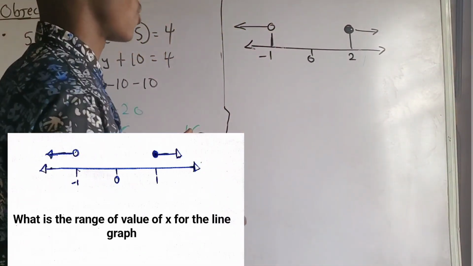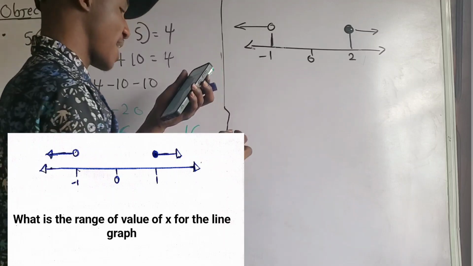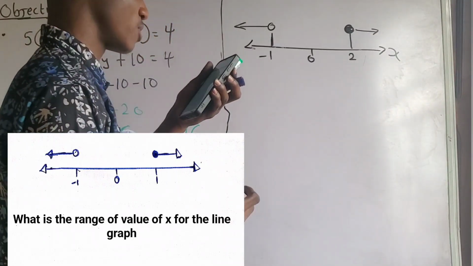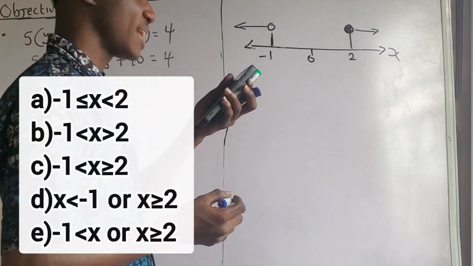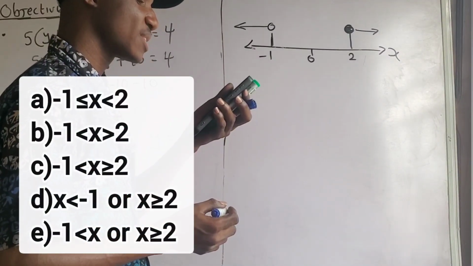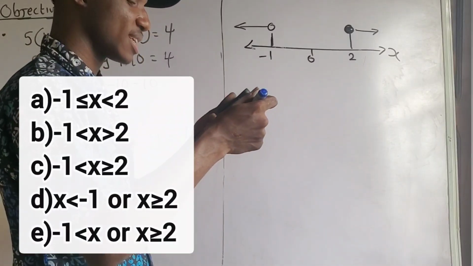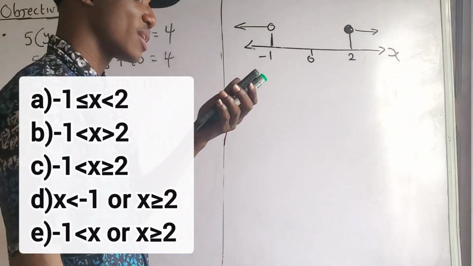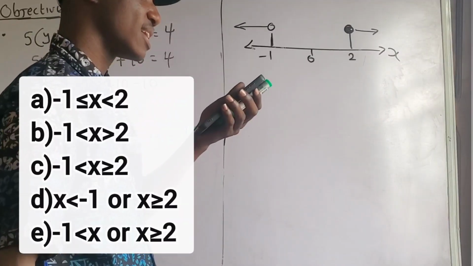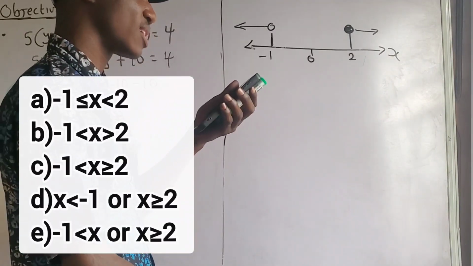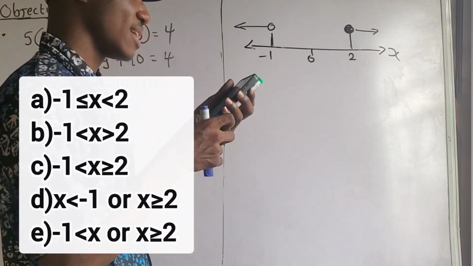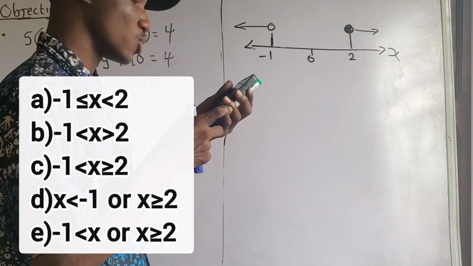Okay? Now, what is the range of values of x for the line graph? A, negative 1 is less than or equal to x, less than 2. B, negative 1 is less than x, greater than 2. C, negative 1 is less than x, greater than or equal to 2. D, x is less than negative 1 or x is greater than or equal to 2. E, negative 1 is less than x, x is greater than or equal to 2.